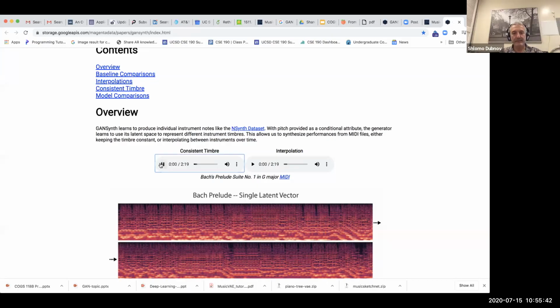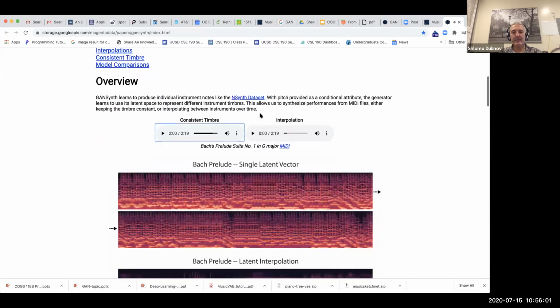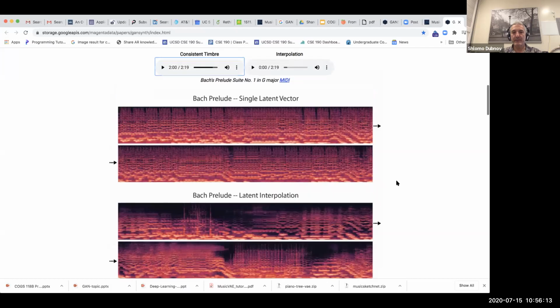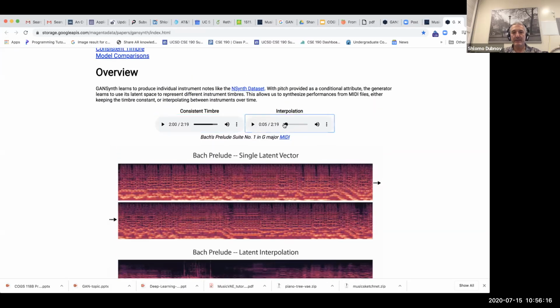So this is the original. So this is synthesized, but this is synthesized with one timbre. And now, because of this generative modeling, they can also go and change from one representation to another one and get this piece slowly shifting in timbre.